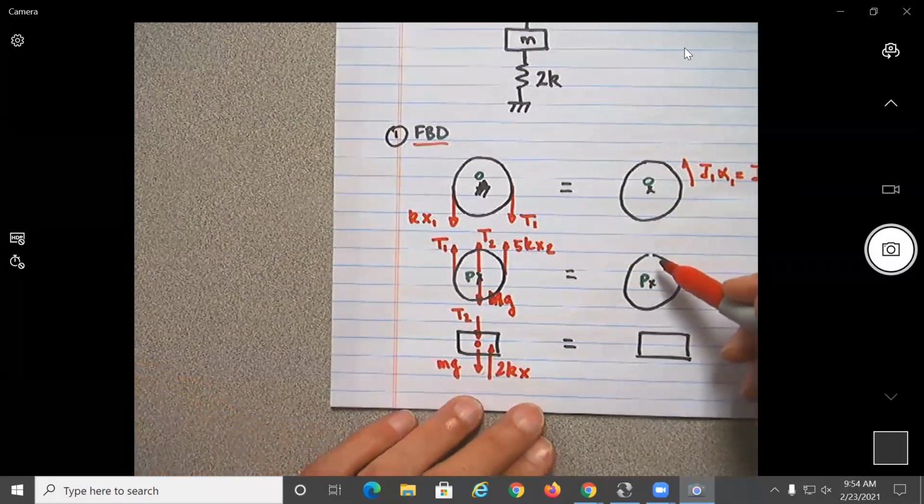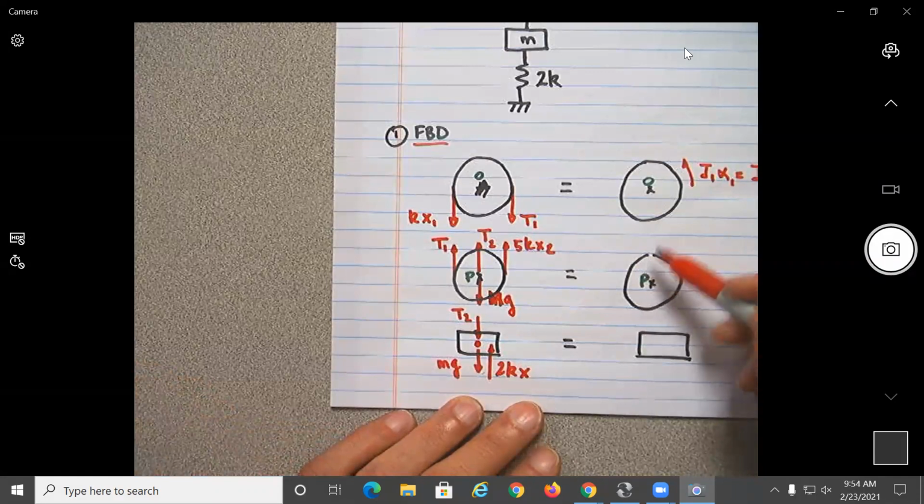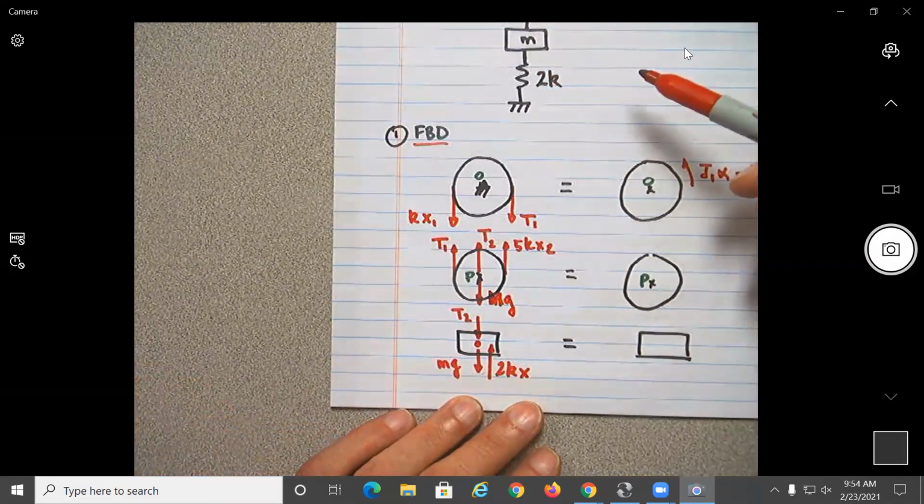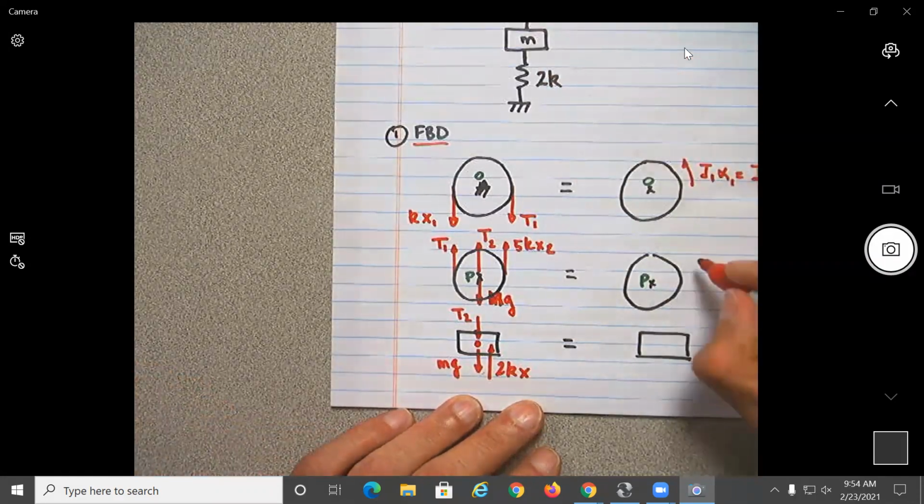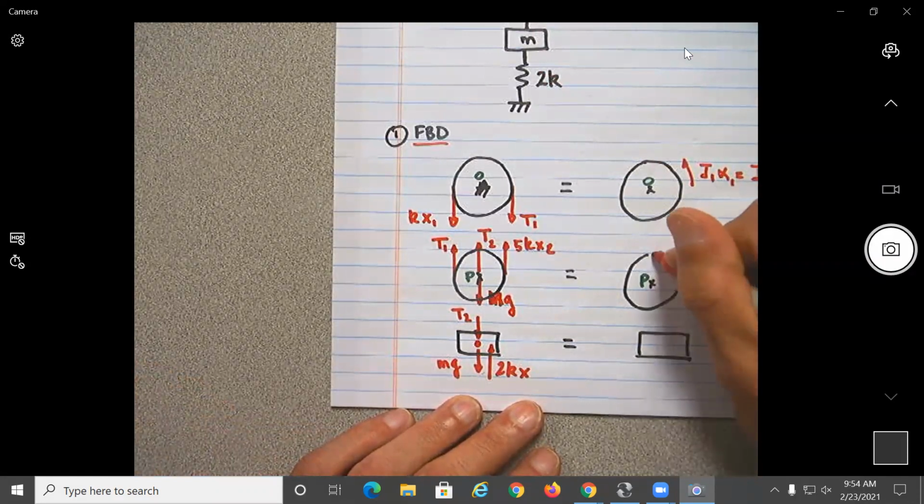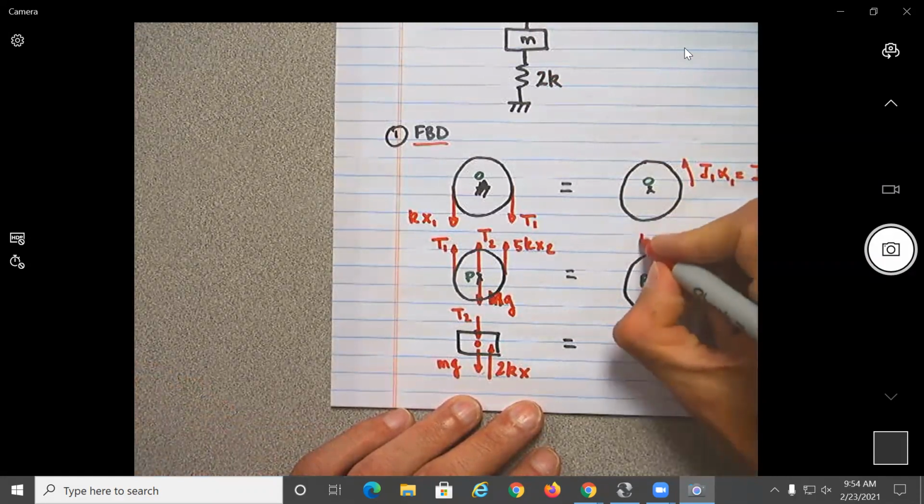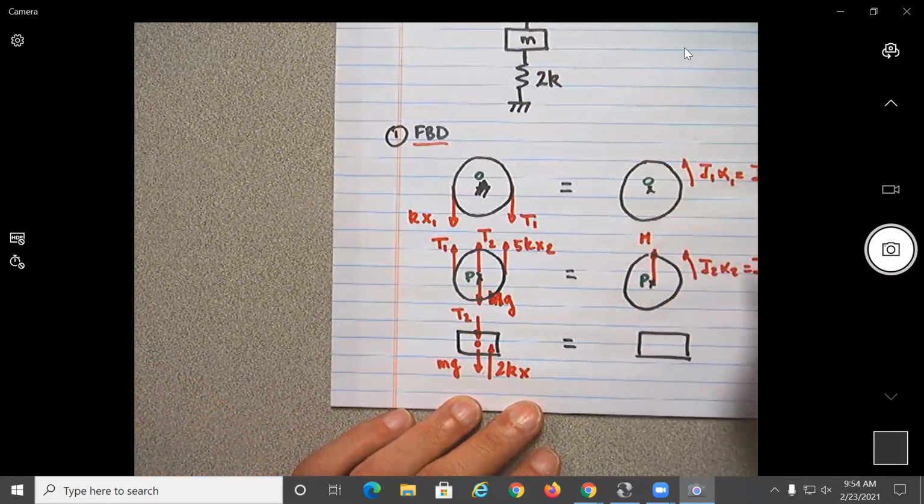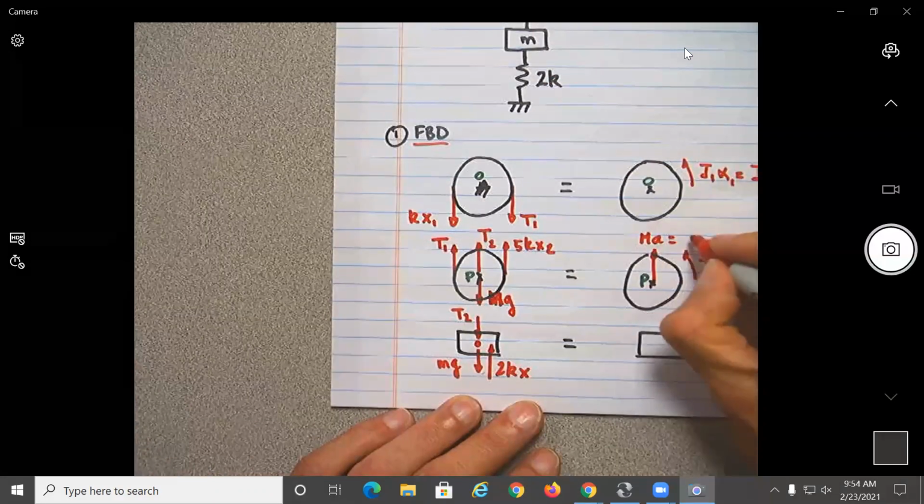Then this one, the second pulley, what type of motion is going to have? This one is going to move in rotation and translation. Okay, so we'll have some J2 alpha 2 or J2 theta double dot 2. And then this will be moving with what? Make it going up with some acceleration, capital M A, which is the same thing as capital M X double dot.